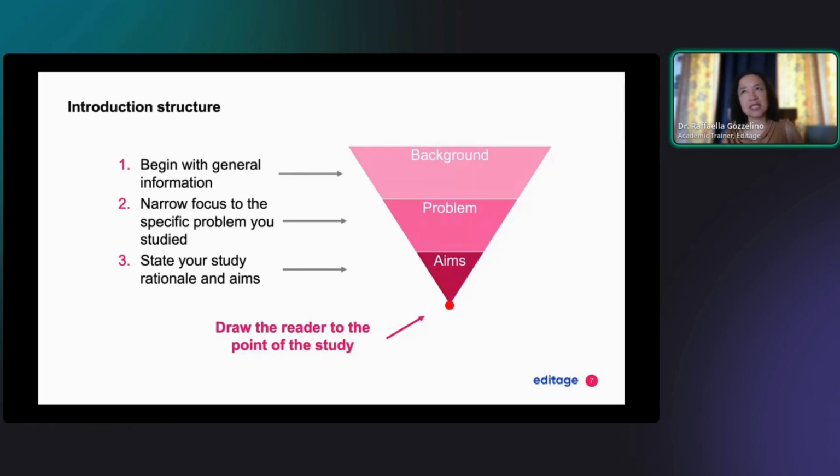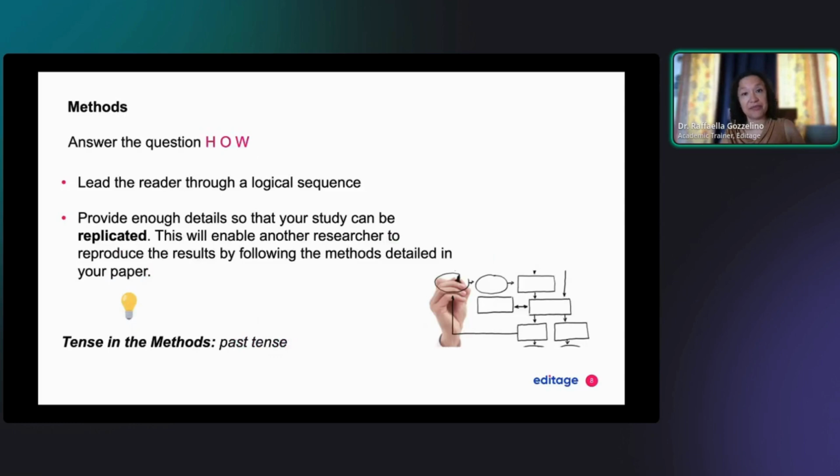If, for instance, you are writing about cancer research, because your manuscript is about that, you might consider some general percentages or prevalences or ratios about morbidity and mortality in that specific context. And then you narrow it down, drawing the reader to the point of the study.